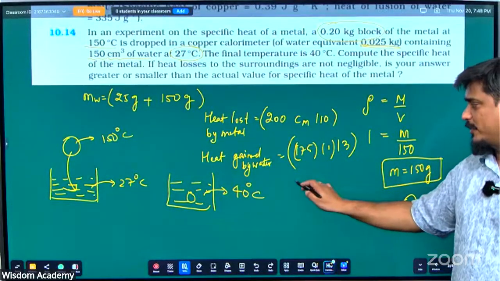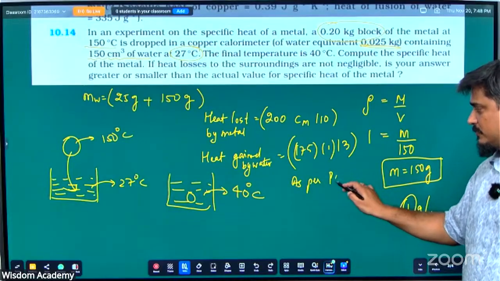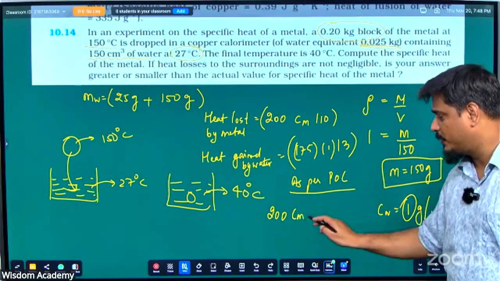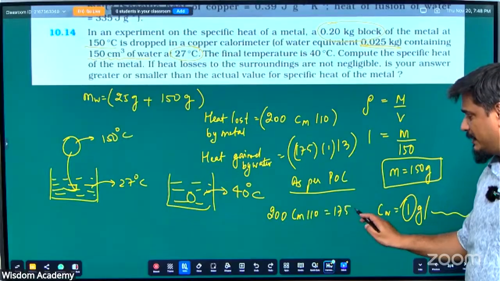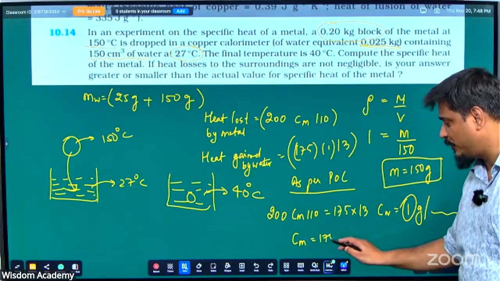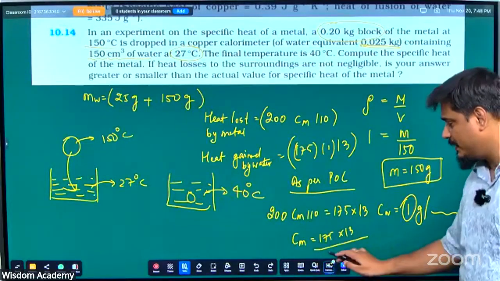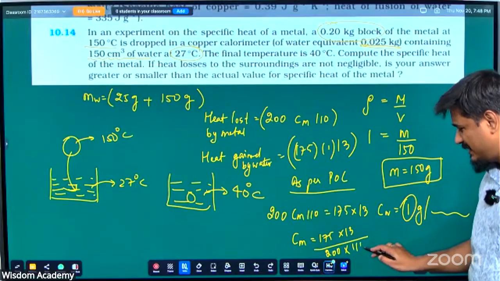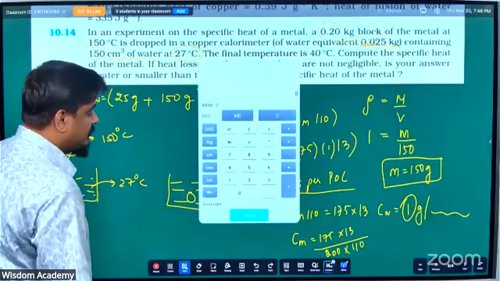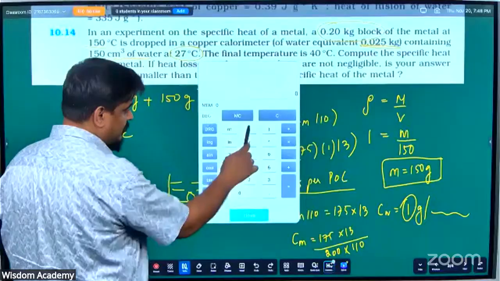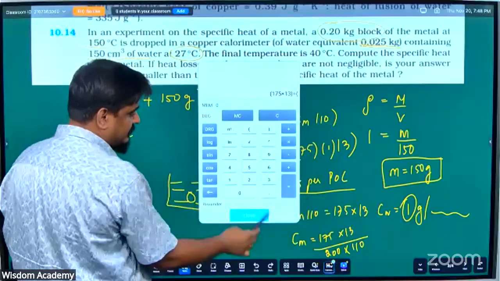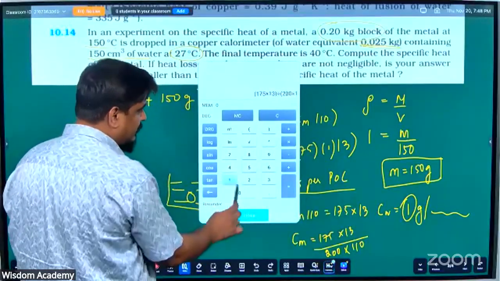As per principle of calorimetry, heat lost equals heat gained. 200 into C of the metal into 110 must be equal to 175 times 13. If you solve it, Cm will become equal to 175 times 13 divided by 200 times 110. I will use calculator and find it. 175 into 13 divided by 200 into 110.